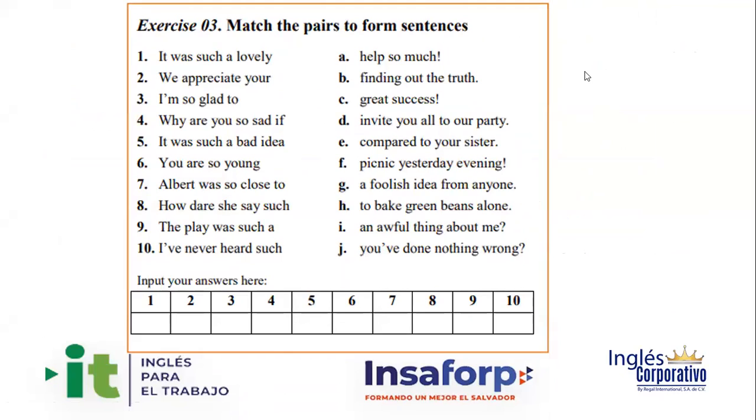Okay, let us do it now in a hurry because with the help of all of you, match the pair to four sentences. We have: it was such a lovely, we appreciate you, I'm so glad too, why you are so sad if. It was such a bad idea, you are so young, Albert was so close too, how dare she said such, the play was such a, and so on.